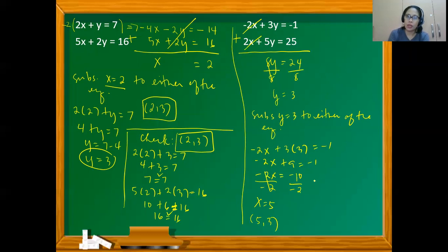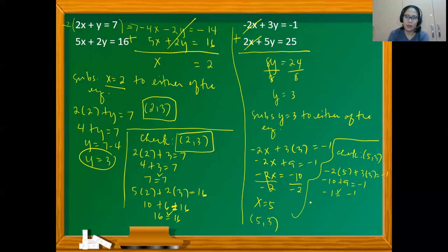So we have to check if the solution satisfies both equations. So with the first equation, we have negative 2 times 5 plus 3 times 3. Is it equal to negative 1? So this is negative 10 plus 9 equals negative 1. So negative 1 equals negative 1.